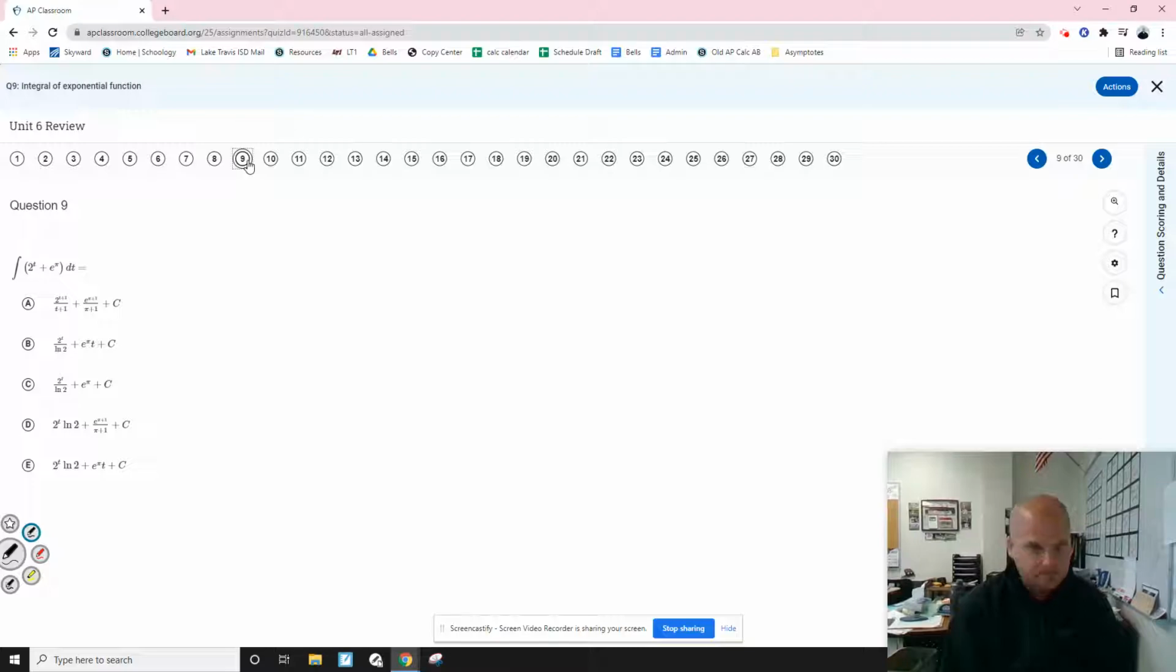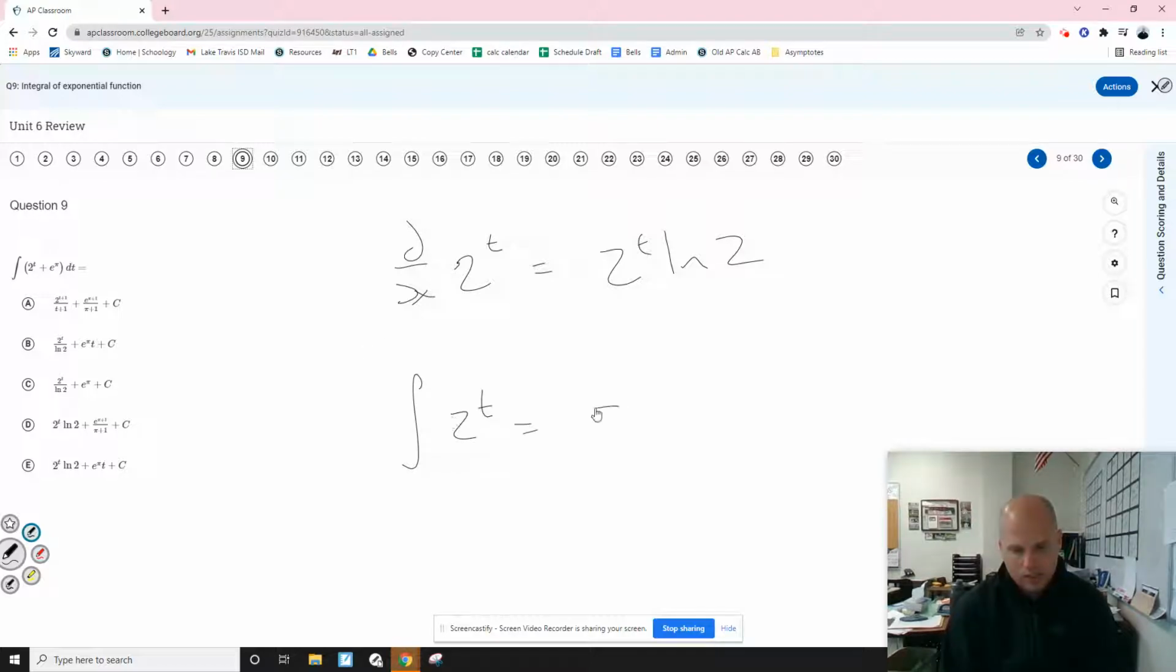Okay, 2 to the t. I have to remember the derivative of 2 to the t. It's 2 to the t times natural log 2. It's very similar to the derivative of e to the x. E to the x times log e is the same as e to the x, which is why we don't put the log e there. So if I were to take the antiderivative of 2 to the t, I would think it's 2 to the t, log 2. But of course it's not, because if I took the derivative of that, I would get that. I need to undo this log 2, which is why I divide by log 2, or multiply by 1 over log 2. Okay? So that's necessary right there.